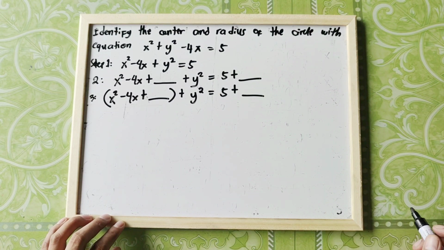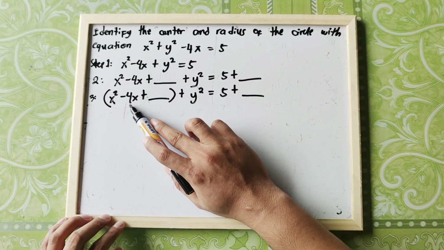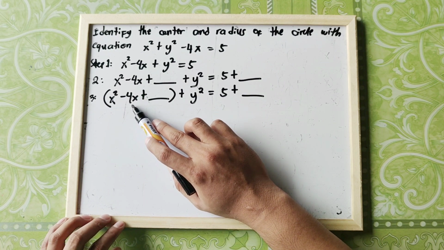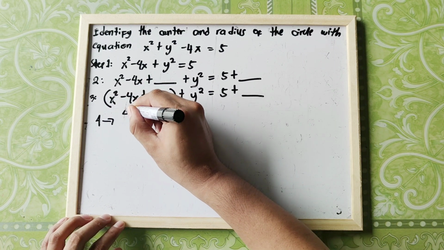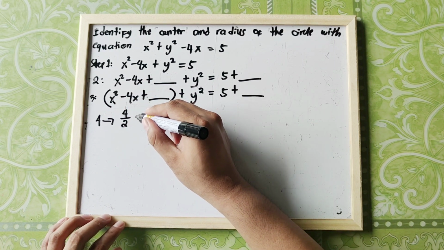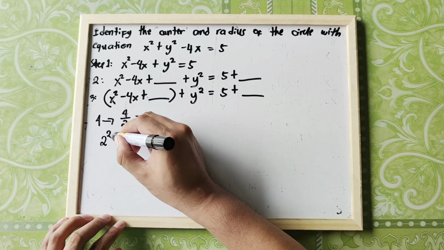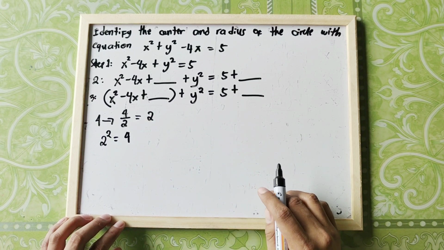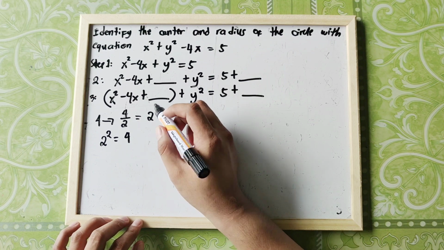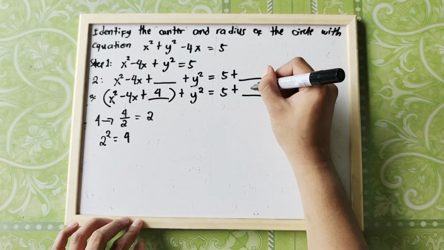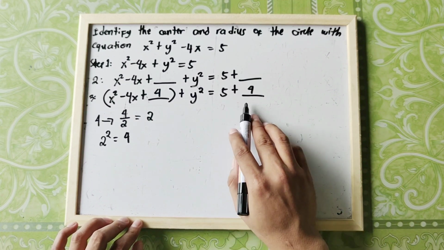What will we do to know what to add in this blank? What is half of the second term? We have to focus on the second term, which is 4. What will we do with 4? 4 divided by 2 is 2. Then what will we do with 2? Square it. The square of 2 is 4. So you have to put this 4 in the blank. So this 4 is what we add. Copy the 4 on the right as well. Whatever we did to the left of the equation, we also do to the right.